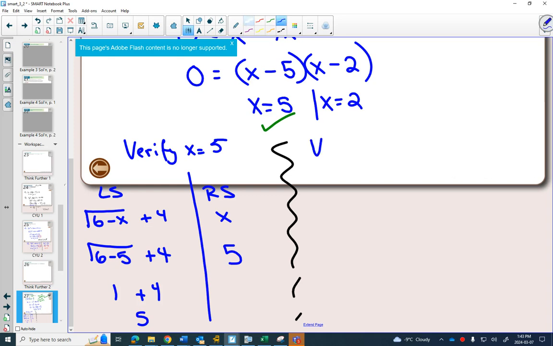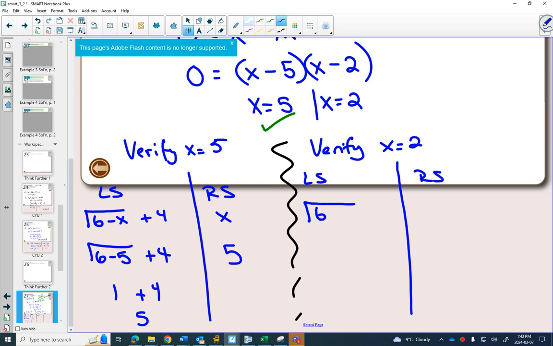Next, we are going to verify x equals 2. Our left side and our right side. 6 minus the square root of 2 plus 4, and on this side will just be 2. 6 minus 2 is 4. Square root of 4 is 2 plus 4. Huh! Is 6 equal to 2? This is our extraneous root. 6 is not equal to 2.